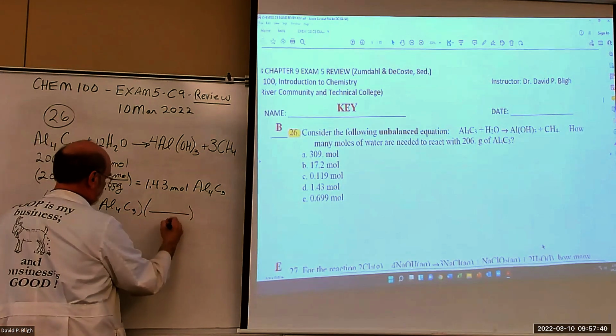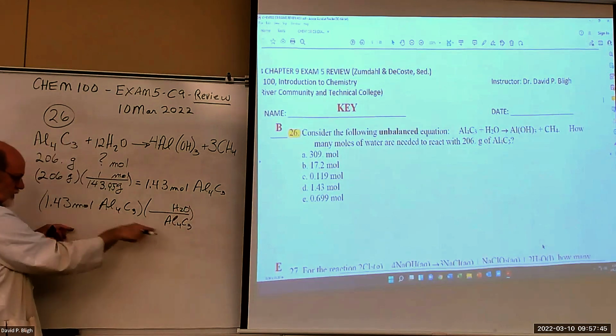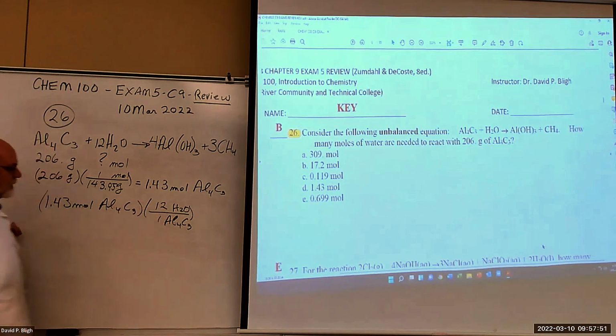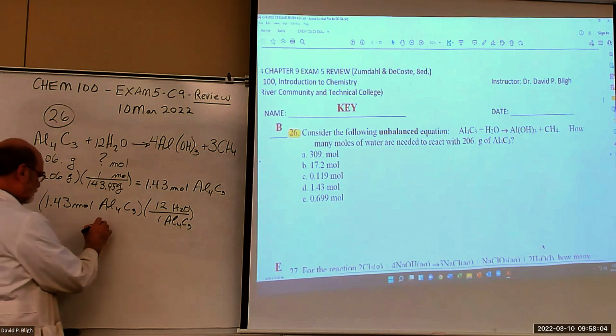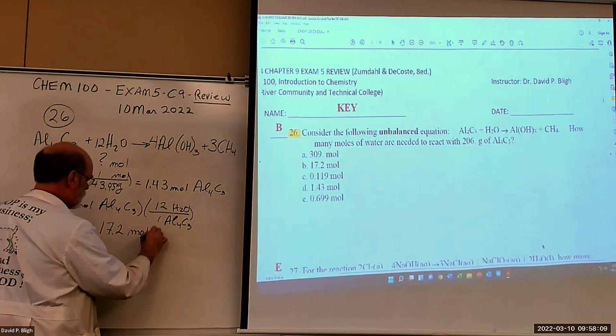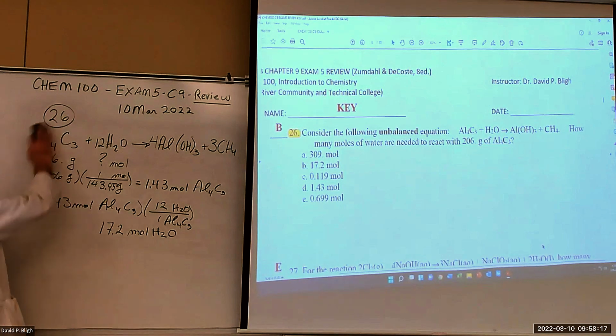Carbide and water. So we cancel the aluminum carbides, and the ratio then is 12 to 1. So 12 times 1.43, I get 17.2 moles of water. Right here. Okay.